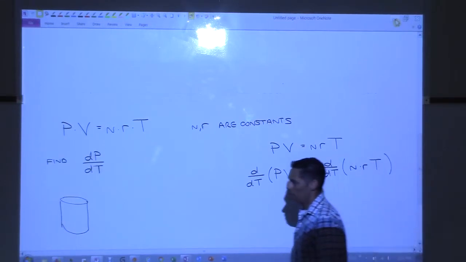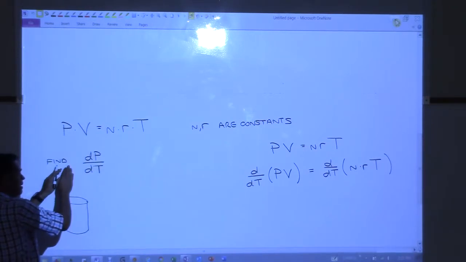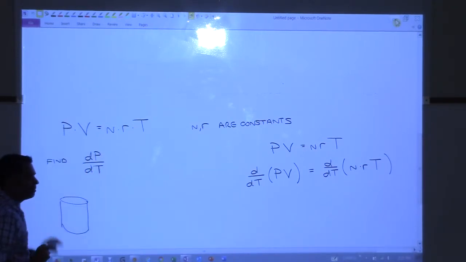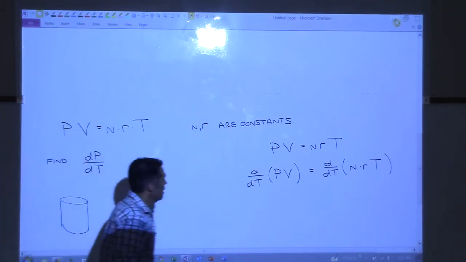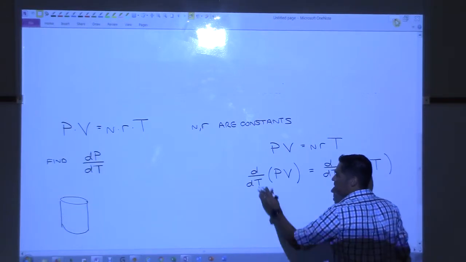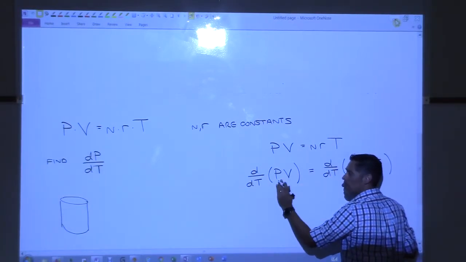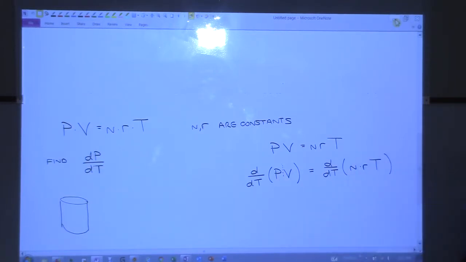Right? We want to find how the pressure is going to change if I make a small change in temperature. This should tell me exactly how it's going to change. All right, how do we take the derivative with respect to T of this? Product rule, right? Look, we have a product there. So we're going to take the derivative using the product rule.